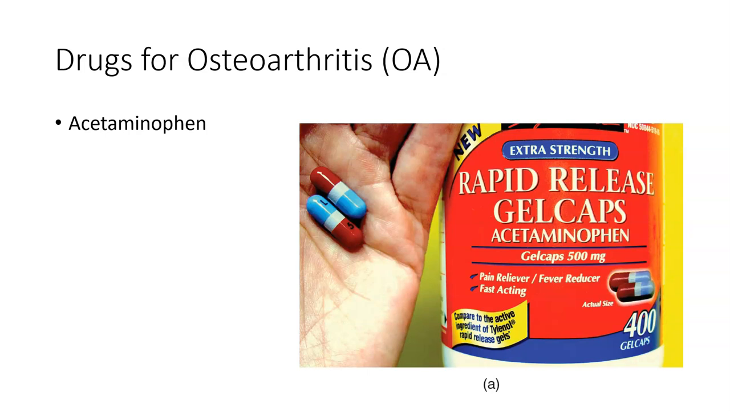If their knee hurts or their hands hurt because they have arthritis in their fingers. Now, the other benefit of acetaminophen as a pain reliever is it doesn't irritate the stomach. But like I said before, don't overuse it because it can cause problems with your liver.